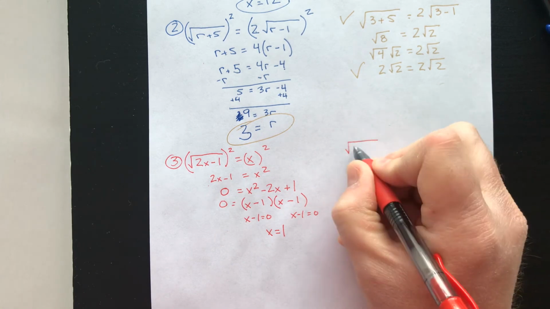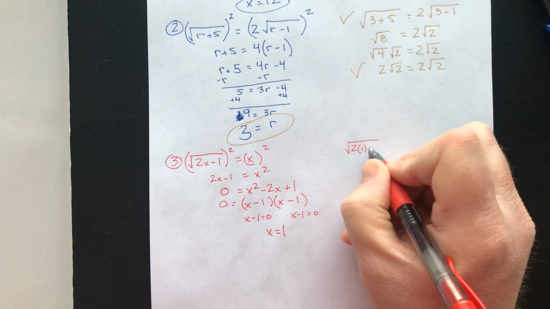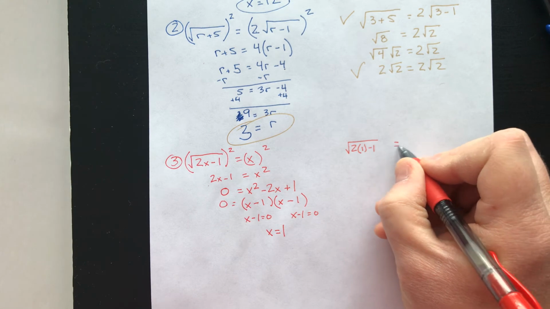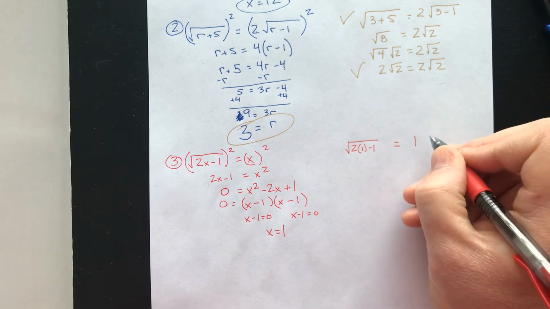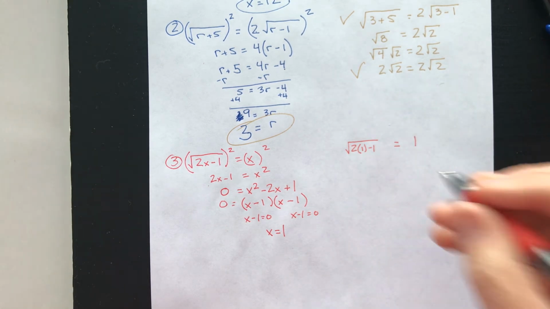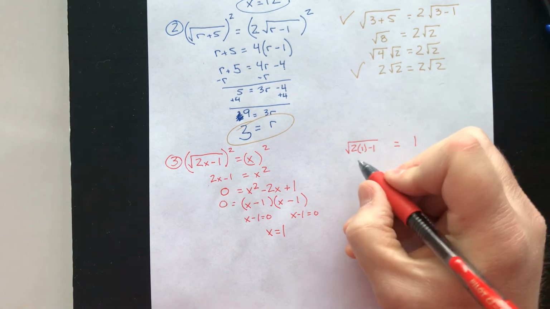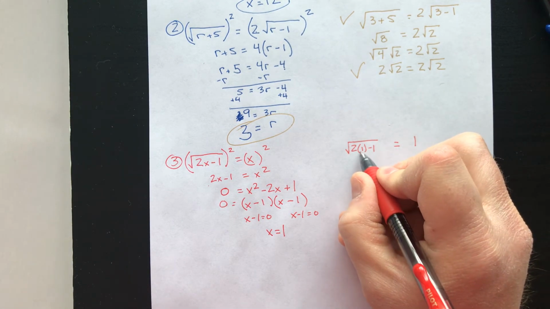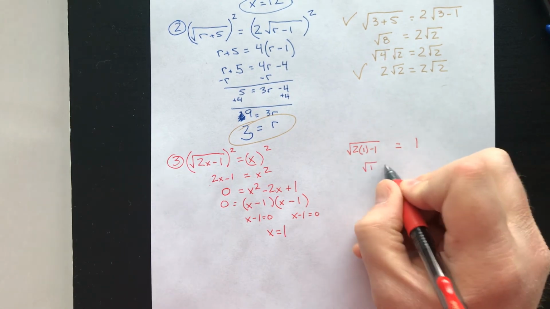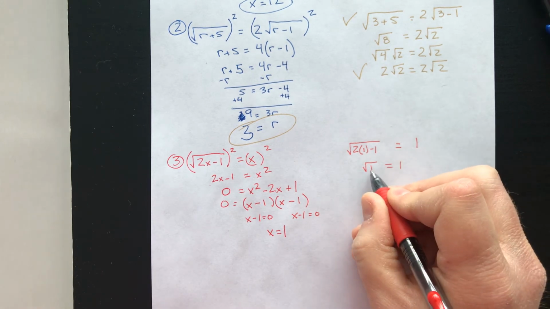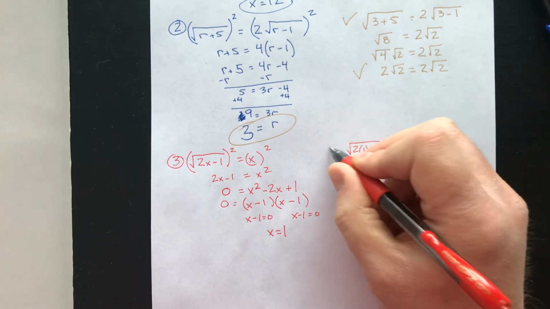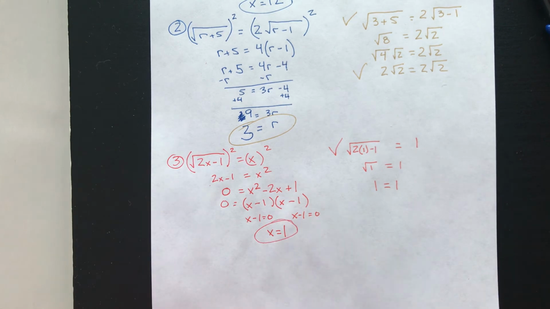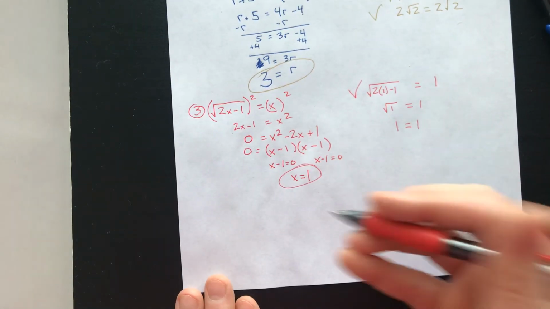So the square root of 2 times 1 minus 1, is that equal to 1? So 2 times 1 is 2 minus 1. We got the square root of 1 is equal to 1. What's the square root of 1? 1. So that works. All right. Now let's take a look at number 4.